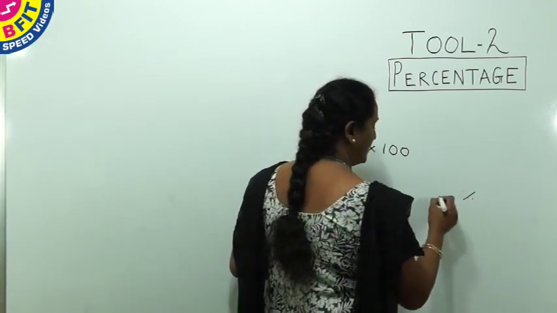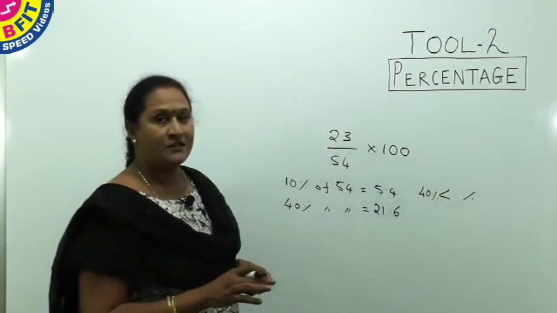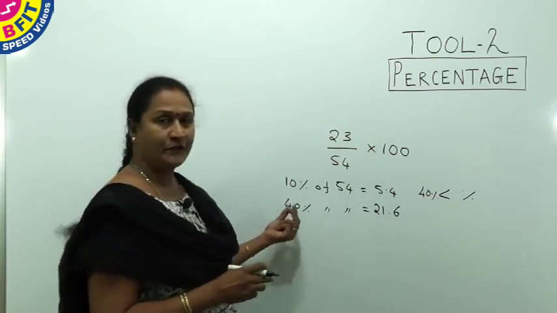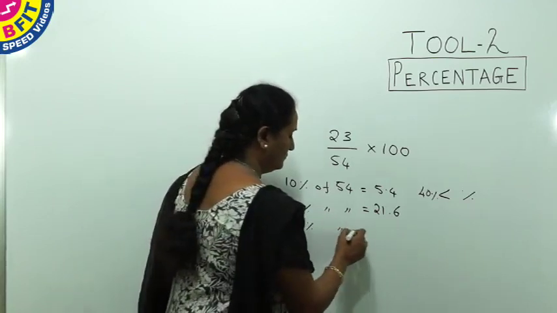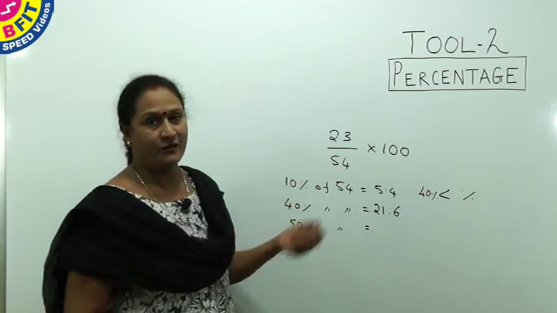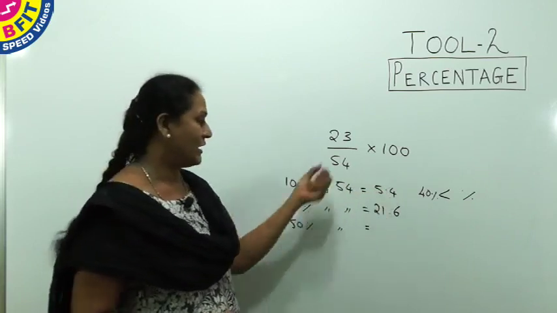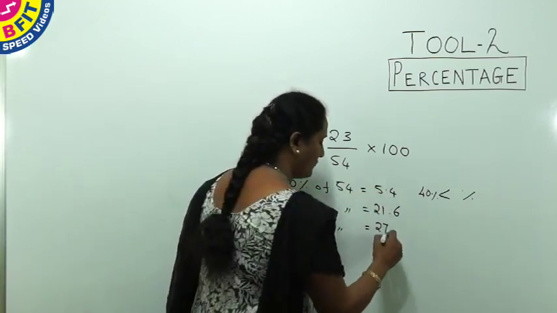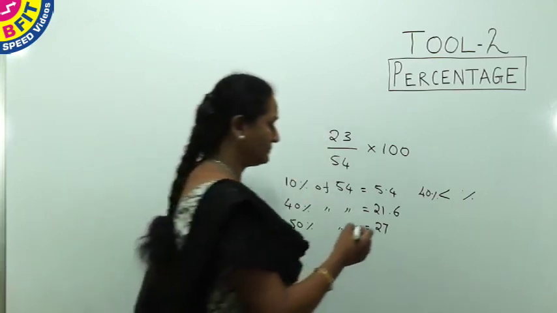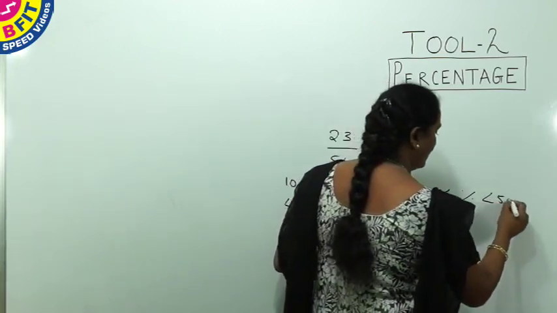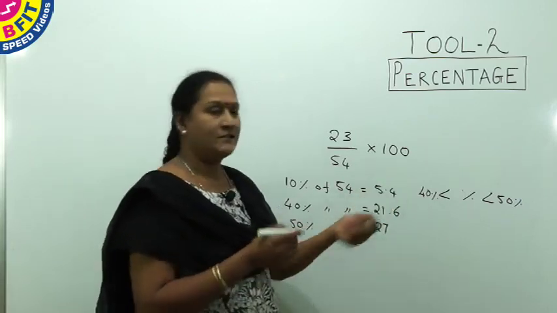So the percentage which we need is more than 40%. Now we'll check for the next multiple of 10, that is into 5, 50% of 54, or half of 54. So what is half of 54? Multiplying with 5 on either side, for 50% we get 27. So the value 23 is less than 27. The percentage lies between 40 and 50%. So it is more than 40% and less than 50%.